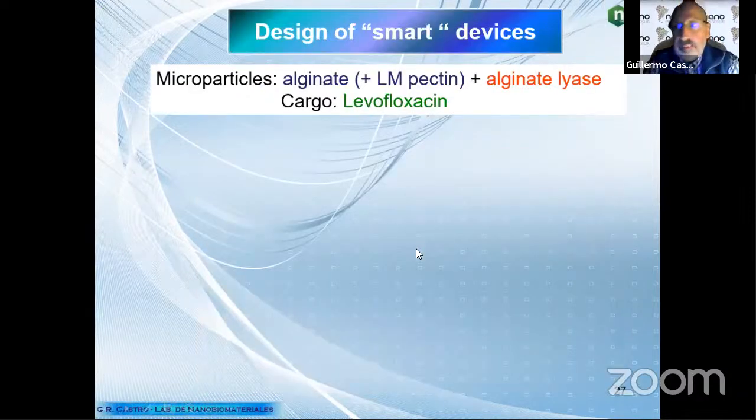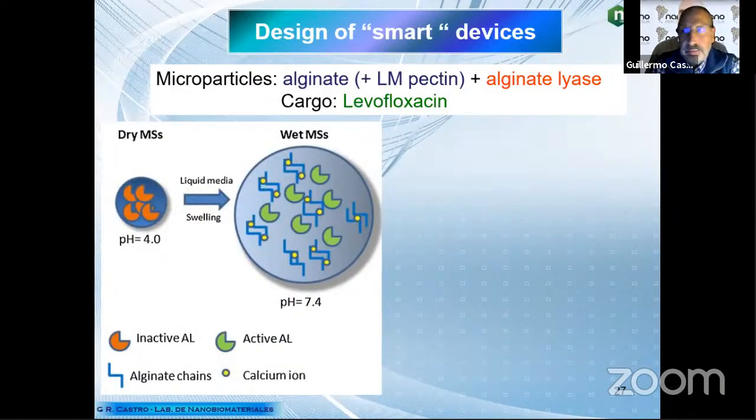But the interesting thing is we use alginate lyase included in a microparticle that contains alginate and pectin. So if we produce this, we need to inactivate the enzyme, because if not, we have no particles at all. We will have only pectins and some residues of alginate. So in this case, we just studied the pH at which the alginate lyase is inhibited, but not inactivated.